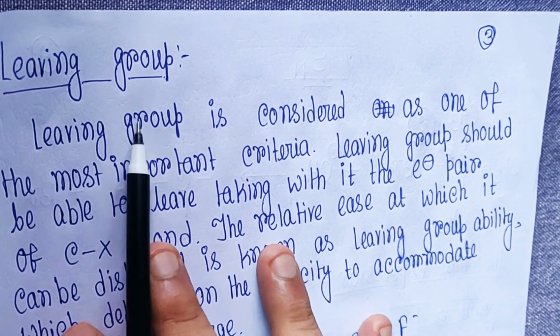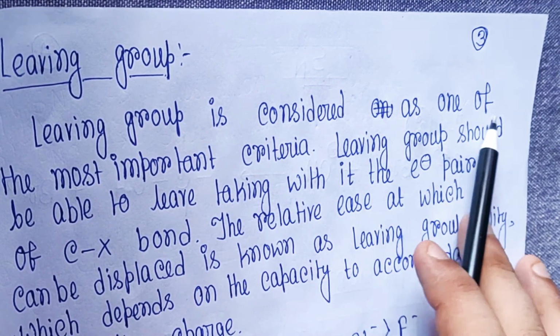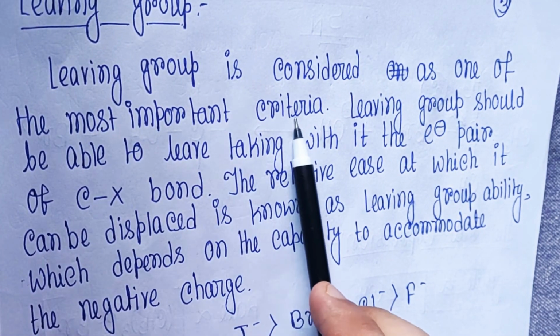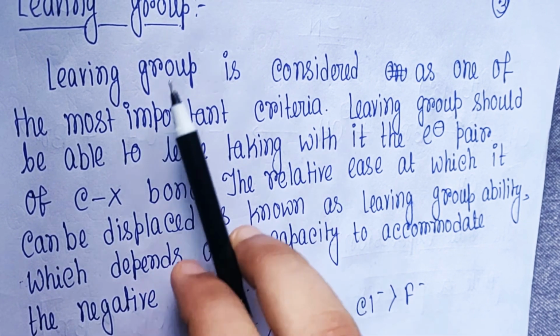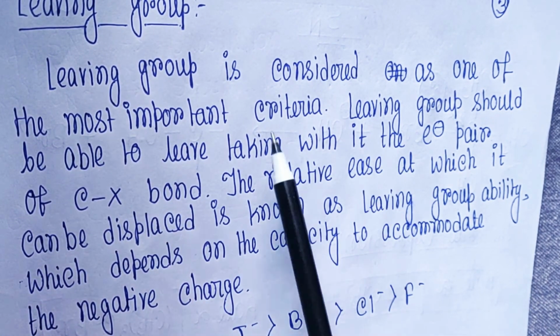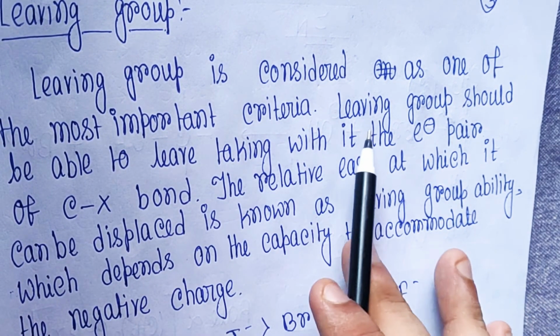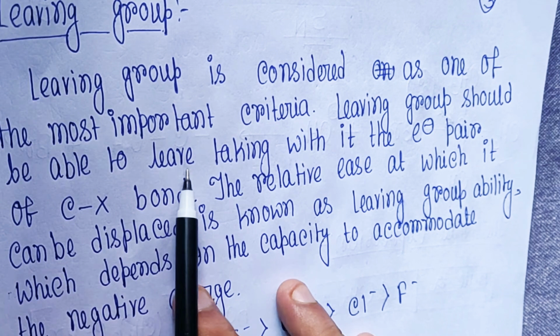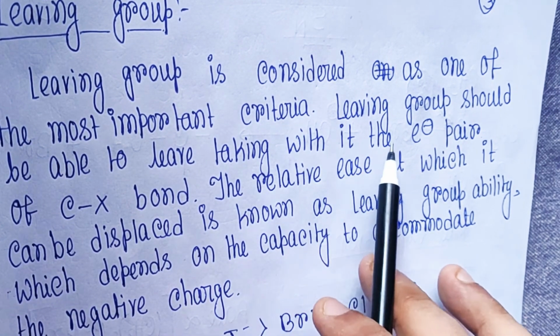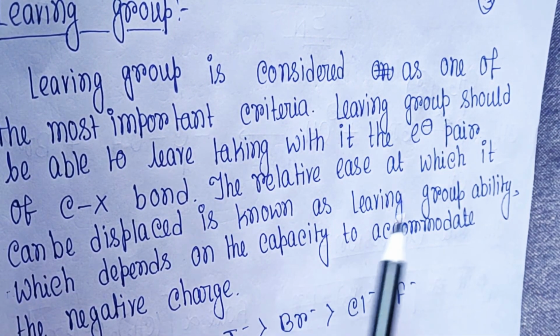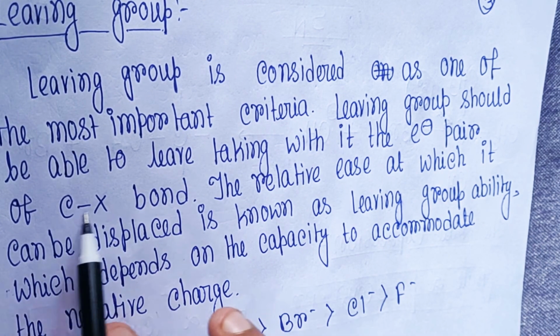You can see the leaving group is considered one of the most important criteria of the SN2 mechanism, or SN1 mechanism as well. The leaving group should be able to leave taking with it the electron pair, the electron pair of the C-X bond.